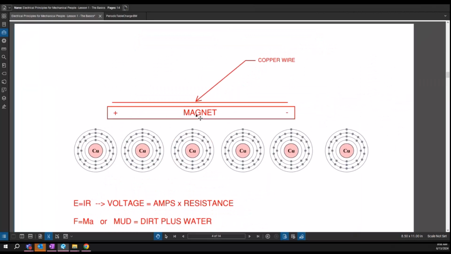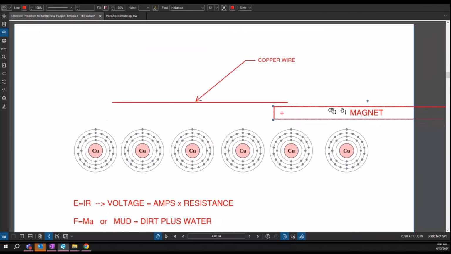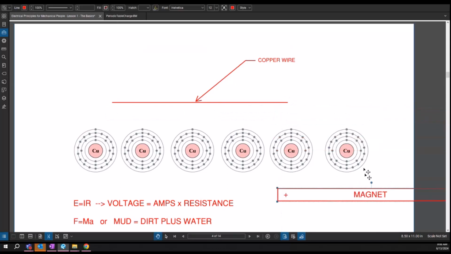Okay, so before I forget, if I've got all the electrons on this end and I move this magnet away, do all my electrons stay on this end or do they disperse again? I'm going to say they disperse again.